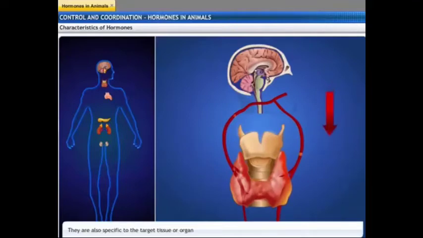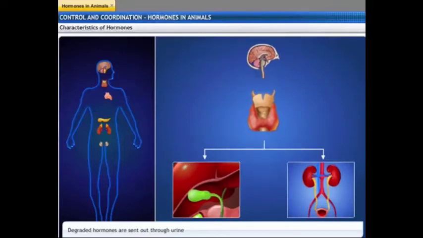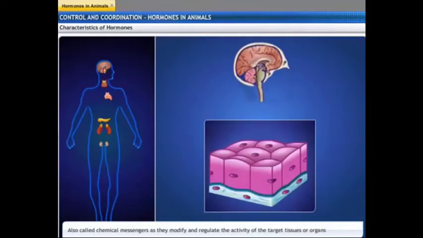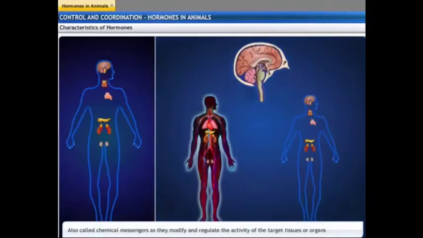They act on target tissues or organs that are located far from the site of production. They are target specific. They are not stored and, except thyroxine, have high specificity. They are degraded by tissues and are excreted by the liver into the bile and by the kidney into urine. They bring about their characteristic effect on target cells by modifying cellular activities, and they act as chemical messengers between the nervous system and body organs.